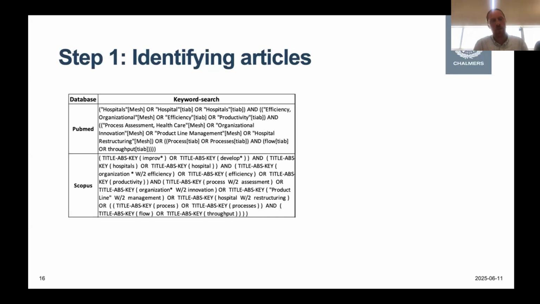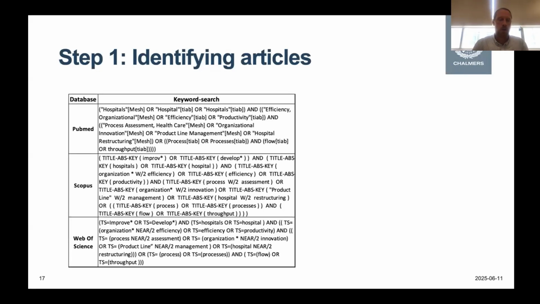And they have a different structure where you instead add to your word TITLE-ABS-KEY. So they look for this word in titles, abstracts, and keywords. And then I had to translate it to Web of Science too, where you have the TS, saying topic. So they look for the same things: the word in the title, in the abstract, and in keywords.